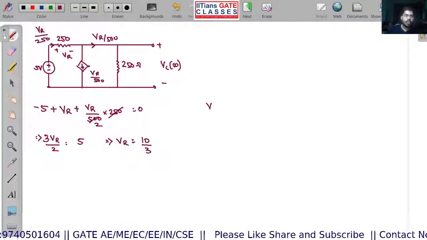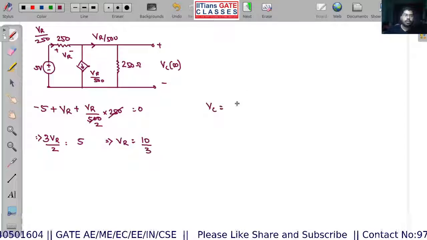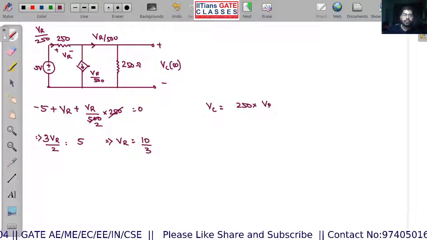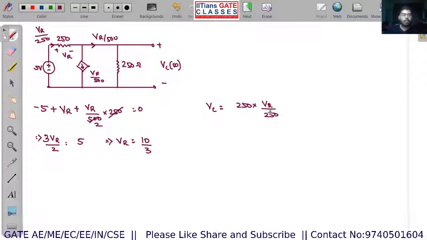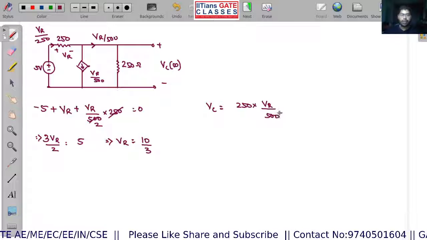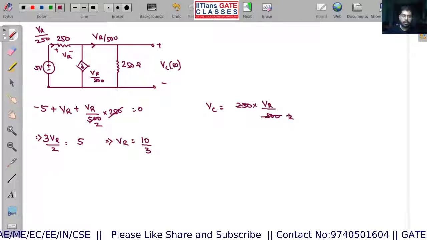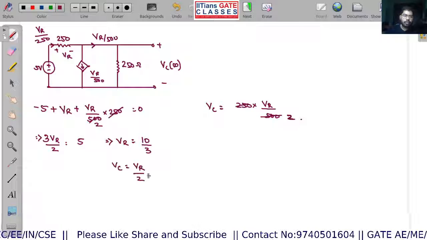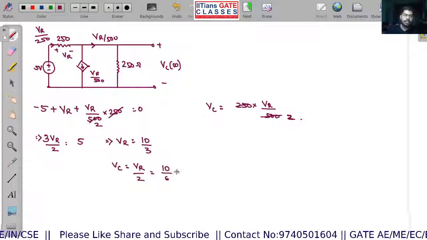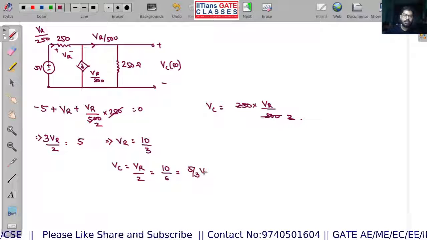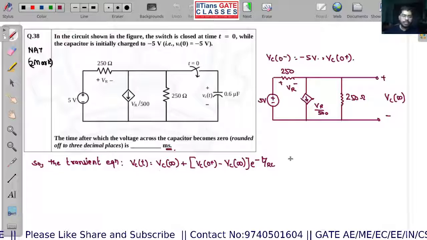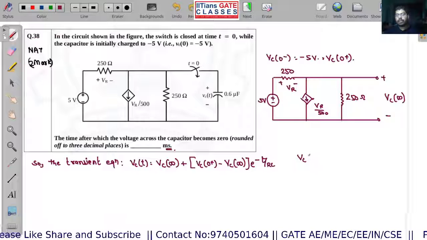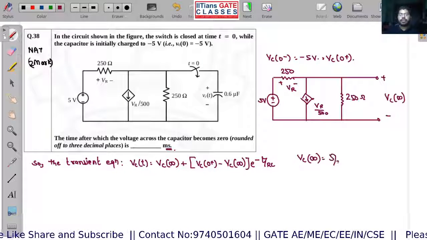Okay, and Vc is what? Vc is equal to 250 into current, VR by 500, so this is VR by 2. So Vc is equal to VR by 2. So that comes out to be 10 by 6 or 5 by 3 volt. So Vc infinite is your 5 by 3 volt.